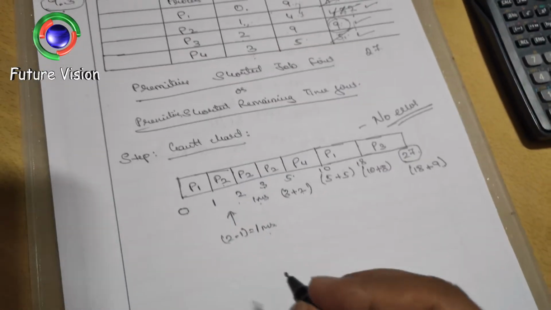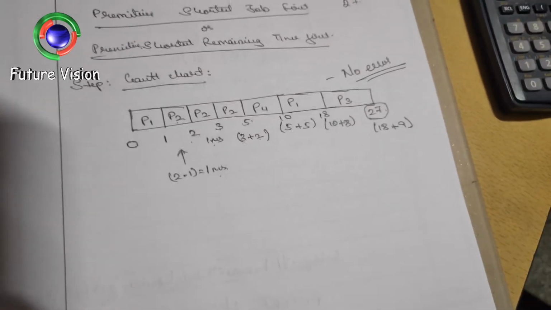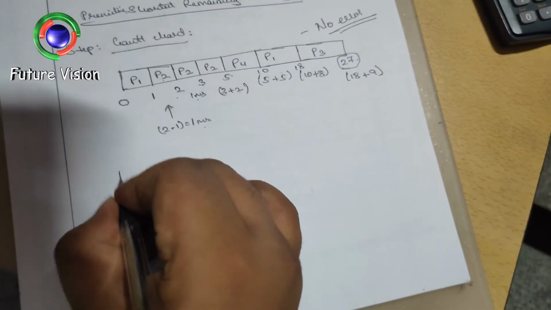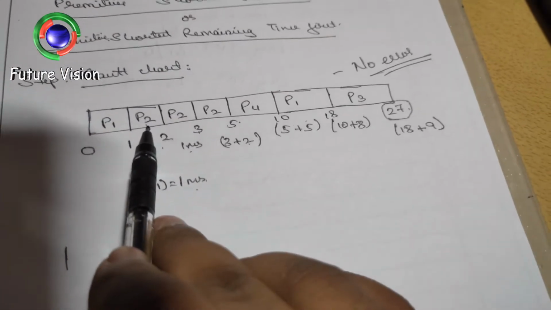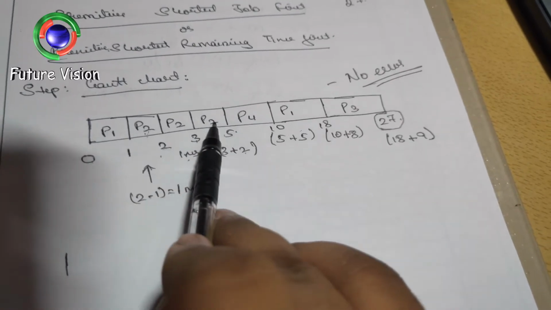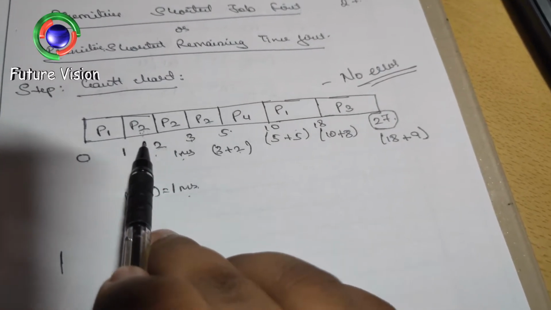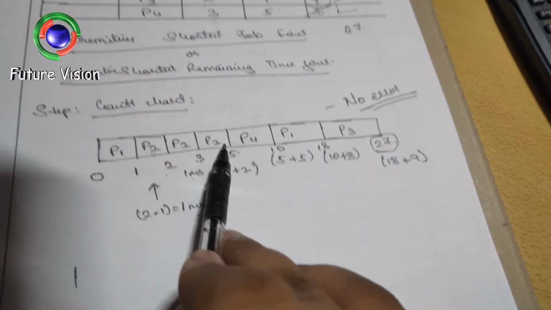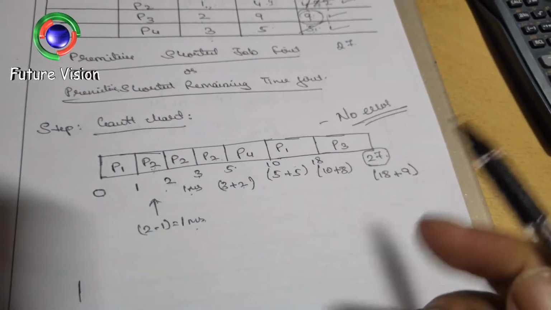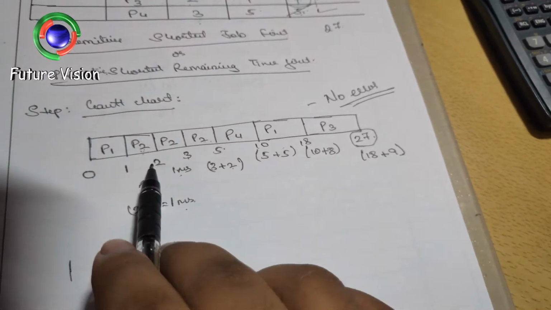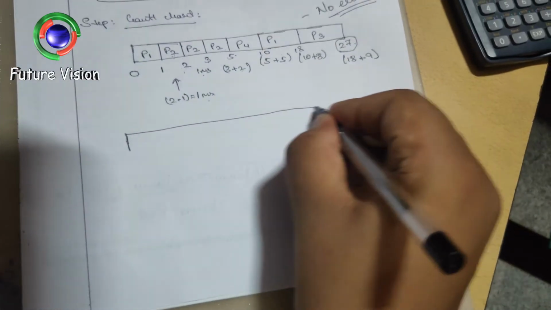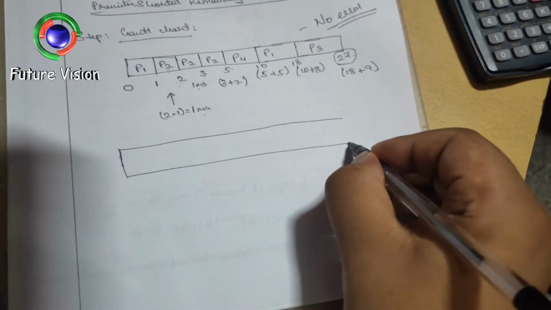Okay, to simplify the Gantt chart, we will redraw it here. Why do we have to redraw the Gantt chart? Because we can see that P2 takes 3 consecutive slots. While we calculate the waiting time and turnaround time, we simplify the Gantt chart to reduce the computation. Simplification of the Gantt chart is simply easy. You can see it here.